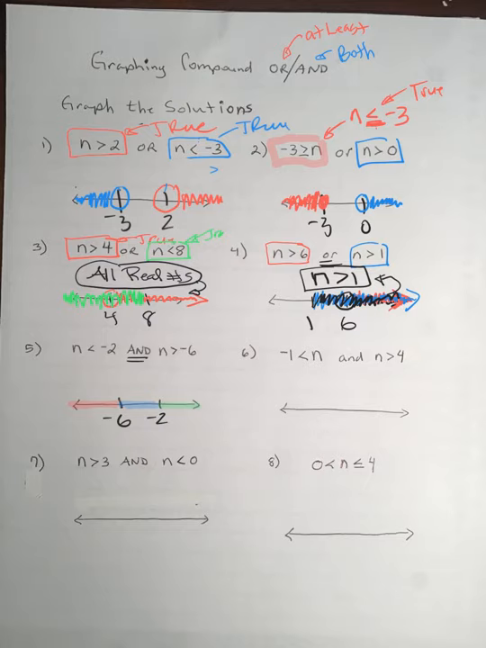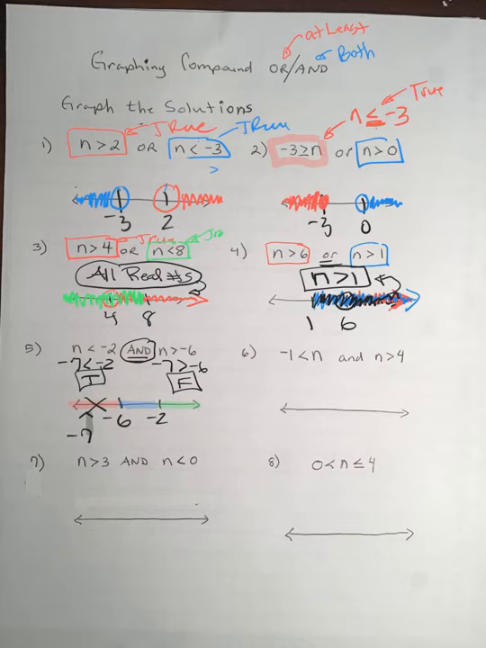So this is the first method, where we pick a number in the zone, right? So we're going to pick a number in the red zone, say like negative 7, and we're going to test it. Is negative 7 smaller than negative 2? True. Is negative 7 bigger than negative 6? False. So the red zone are not solutions, because to be an and, it has to work for both. And it did not make both true. So any number in the red zone is not a solution because it didn't work for both.